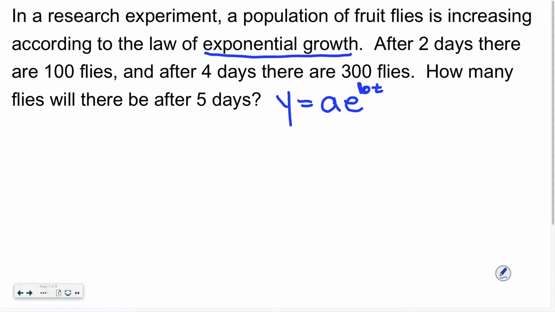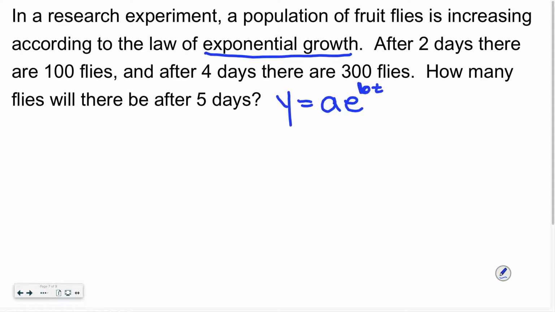Okay, so we know that after 2 days, there are 100 flies, and after 4 days, there are 300 flies. Do we know how many flies we started with? We do not. We do not know A. Do we know the rate at which they are increasing? No, so we do not know B. So we need to use these two pieces of information to solve for A and solve for B.